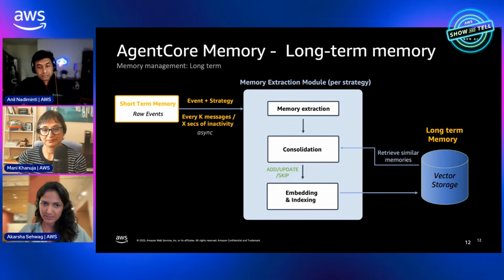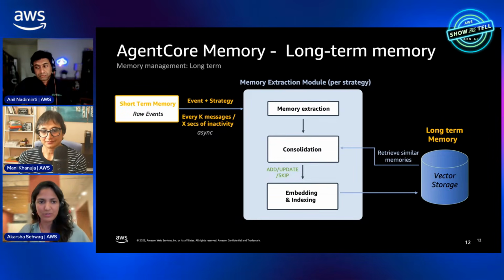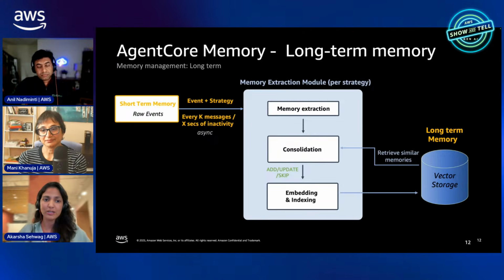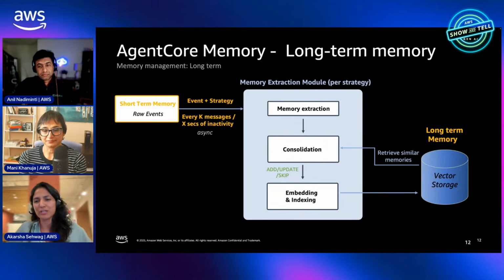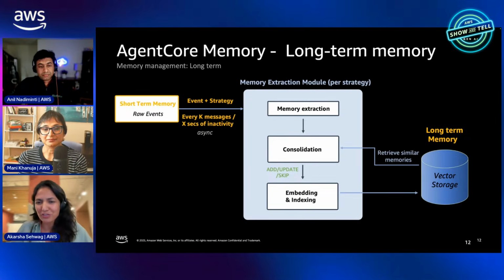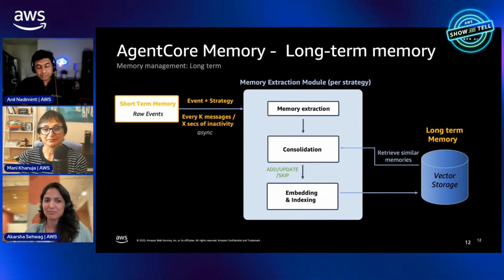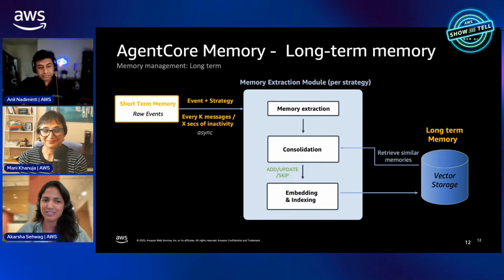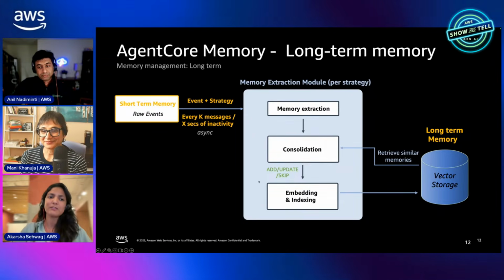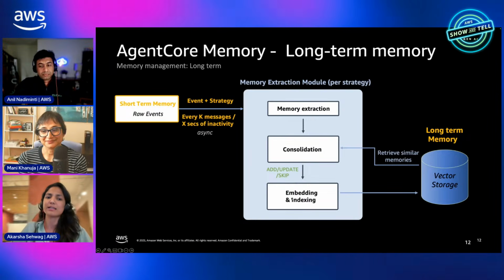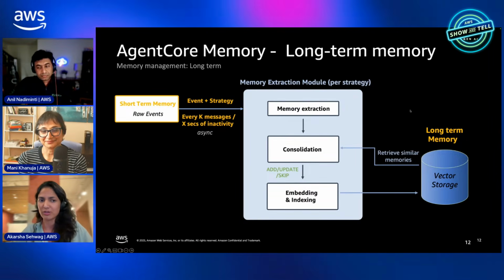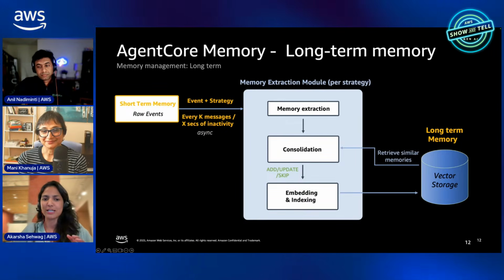It can update it based on the example that I just shared, or it can just skip it because maybe that information already exists. The user mentioned in April that they want to go to camping spots and they mention it again in October. So we don't really need to update any part, right? So we can skip that part. And then based on what the outcome is, it embeds and indexes that into the long-term memory, which essentially is a vector store, right?